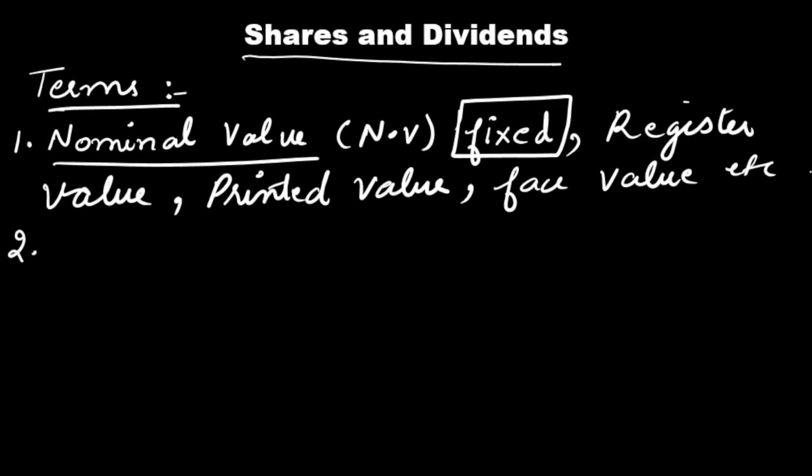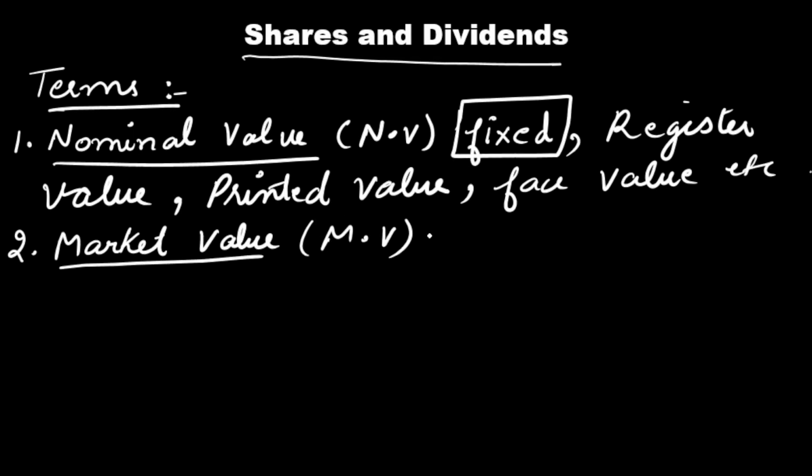The other one which we have is market value. We can write it as MV. Market value might change. It depends on the market. Every day market value will change, so it can increase also. With both the values we can compare. Market value can be greater than nominal value also.